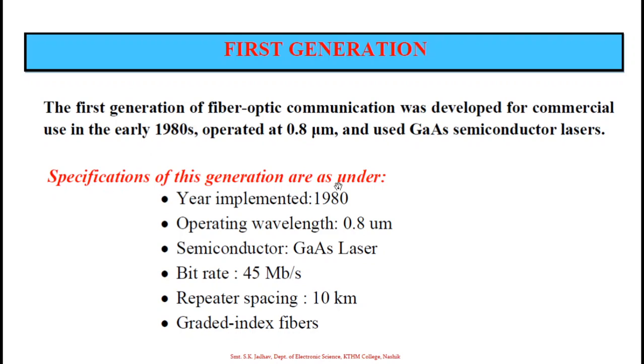Specifications of these generations are given here. It was implemented in 1980 and the operating wavelength was about 0.8 micrometer. The semiconductor used, that is gallium arsenide laser, and bit rate was about 45 megabits per second, and the repeater spacing was 10 kilometer and used graded index fiber.